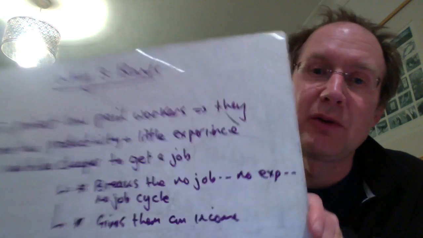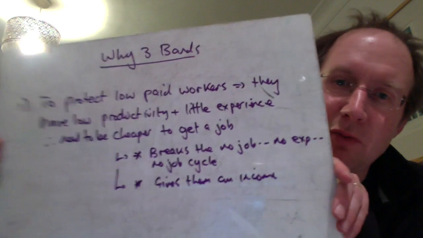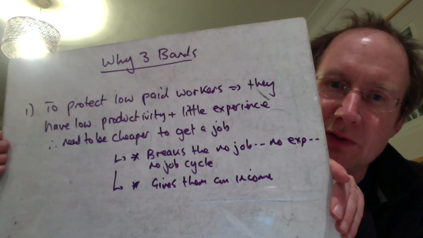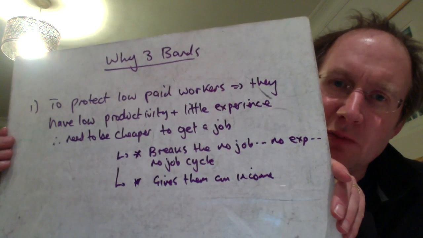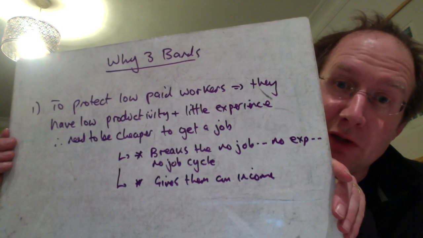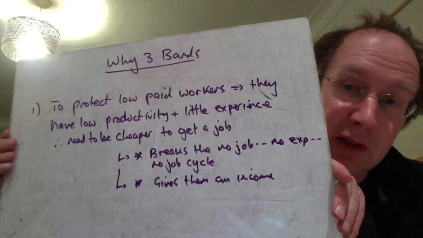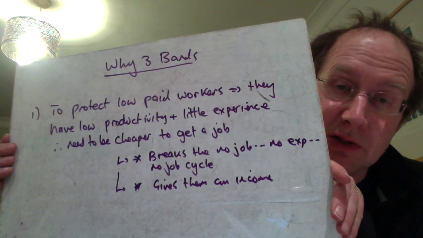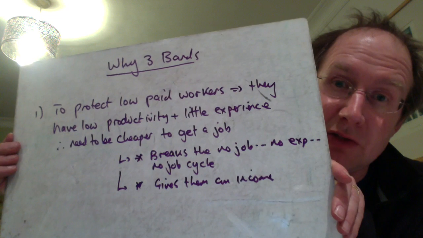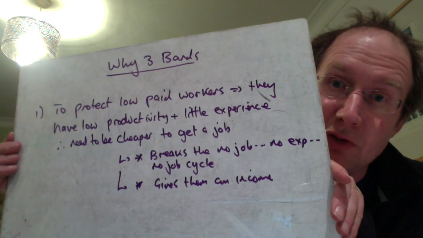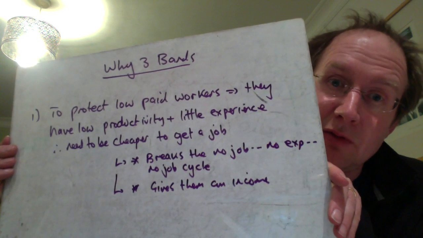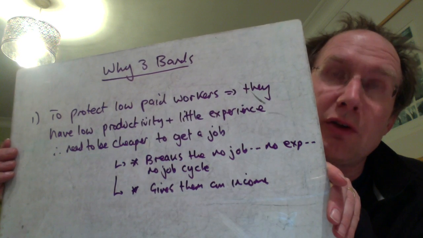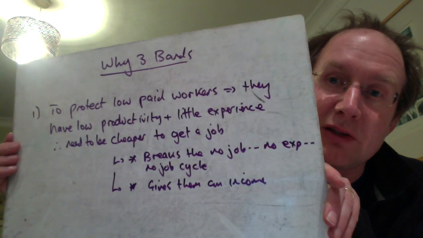So why are there 3 bands on the national minimum wage? There are 3 main reasons. So the first one is to protect low-paid workers. In fact, their lower minimum wage is designed to help them get into work. They don't have much experience. They can't prove that they've got a track record. There's a degree of information asymmetry here.